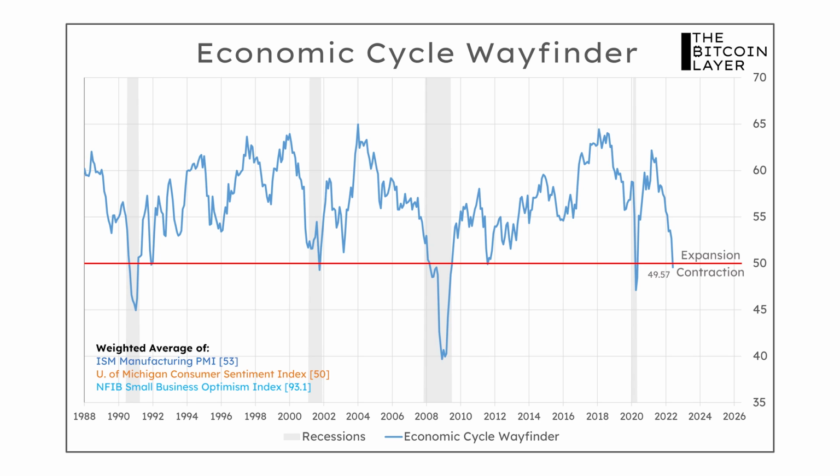expansion or contraction. So what we've done is now we've averaged these three surveys into one indicator called our economic cycle wayfinder, or our wayfinder for short. And with this wayfinder, what we're doing is we're bringing ISM manufacturing, University of Michigan consumer sentiment, and NFIB small business optimism, and relating them all back to this 50 line so that we can use 50 to understand whether the economy is in expansion or contraction, and what the rate of change of these three economic indicators averaged into one is. So let's look at our wayfinder today.